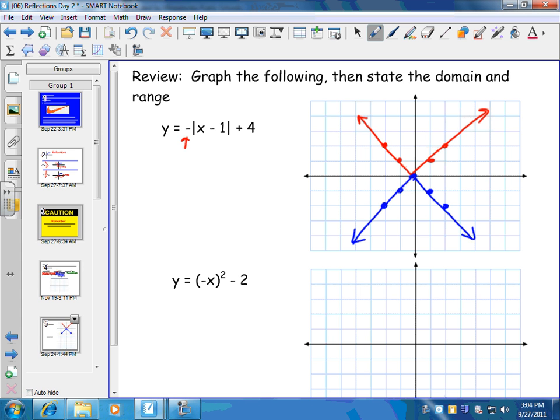And then I have to actually translate it. So from that blue graph, I need to go 1 to the right, and up 4. So I'm going to move my vertex, which is this point right here, 1 to the right and up 4. So here's my new vertex. It's still a V that's facing downward. So the green graph is my latest graph, okay? Sometimes it helps to graph all the pieces so you know where it's going to end up. So that's the first one.